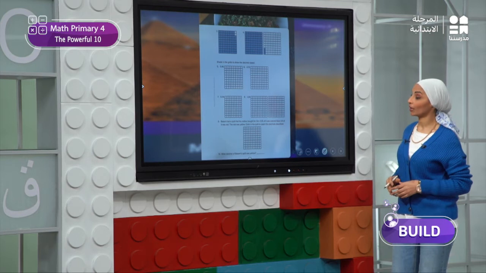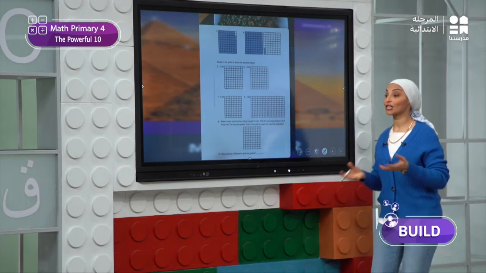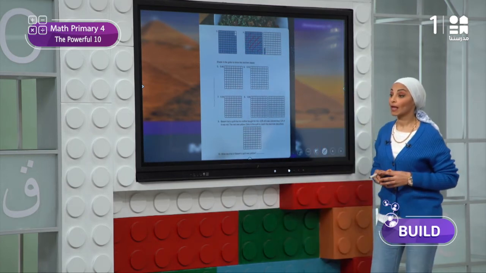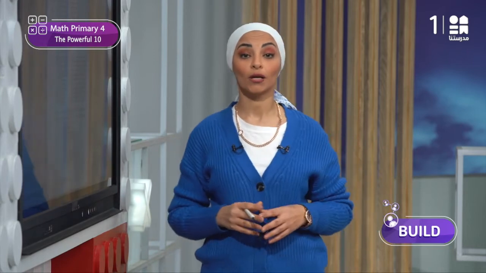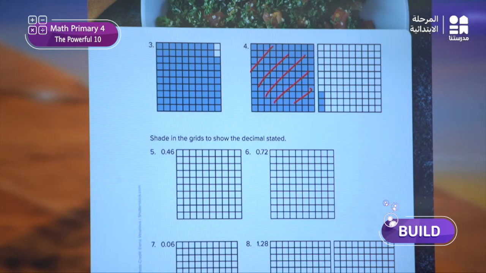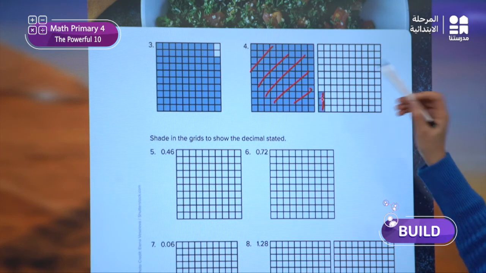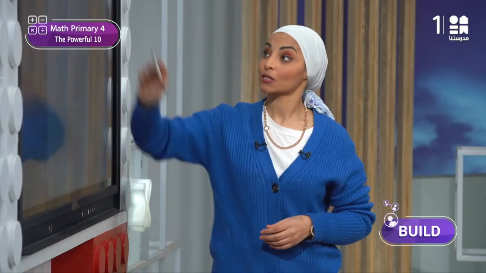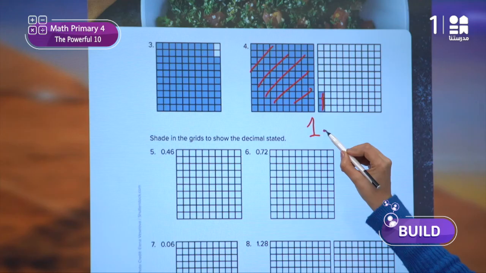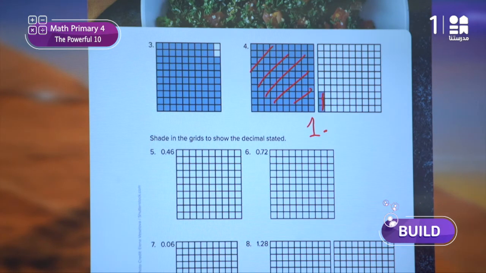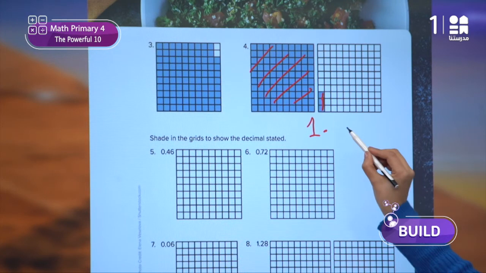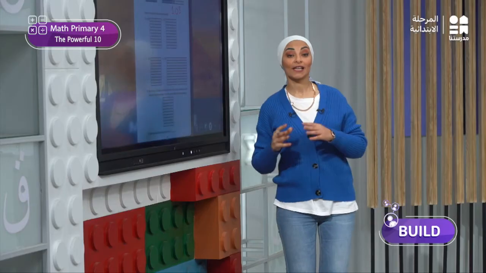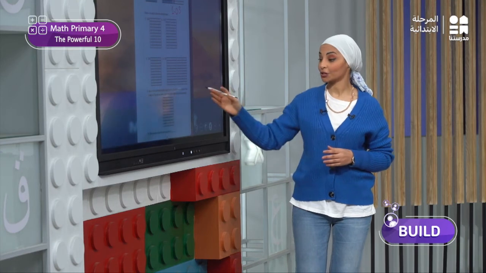Let's see problem number 4. Here in problem number 4, as you see, we have a completely shaded grid. This is considered as one whole. Let's see the second grid. There are 3 hundredths shaded, like you see here, 3 parts out of 100. So how can I write the decimal fraction to represent this? Yes, one whole before the decimal point, and after the decimal point I have three hundredths. I can write 1.03, right?